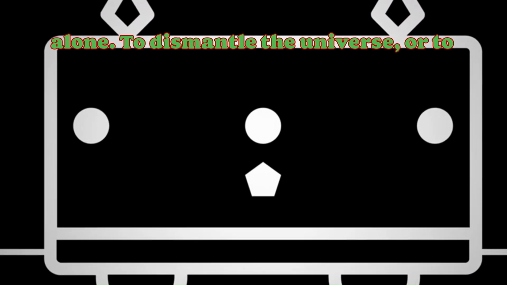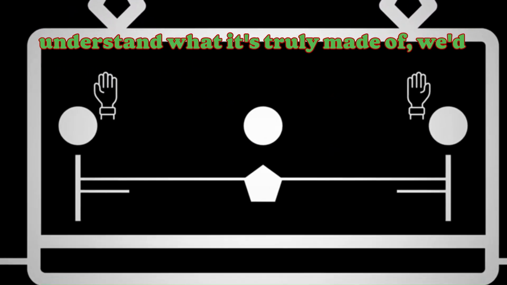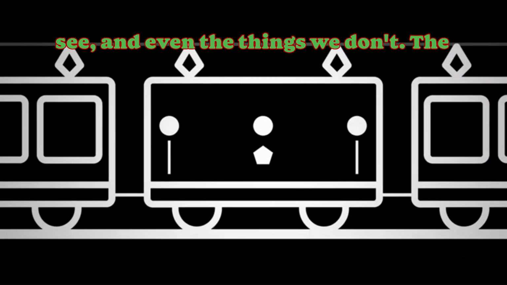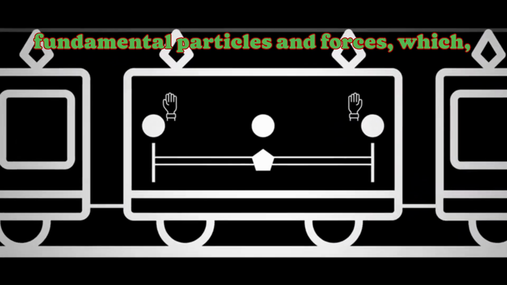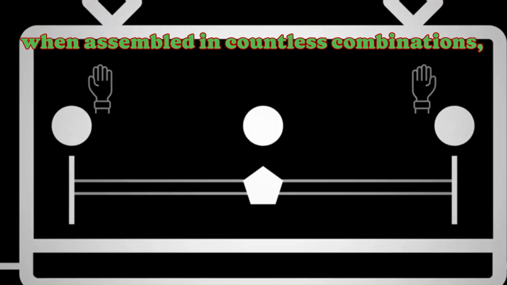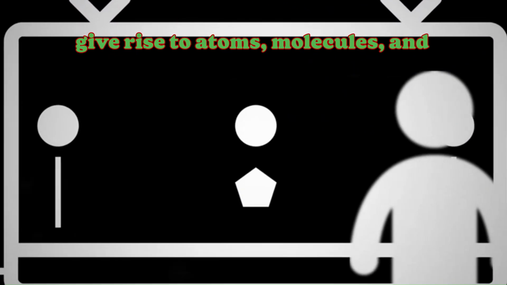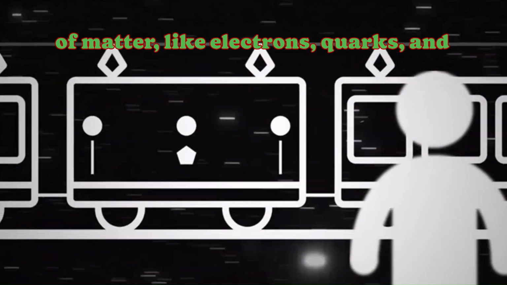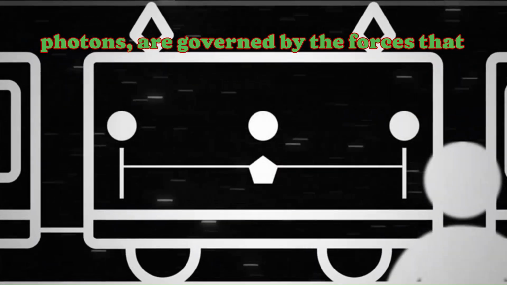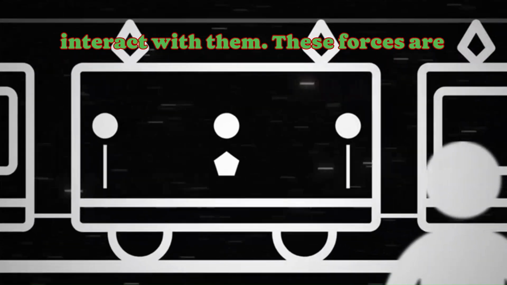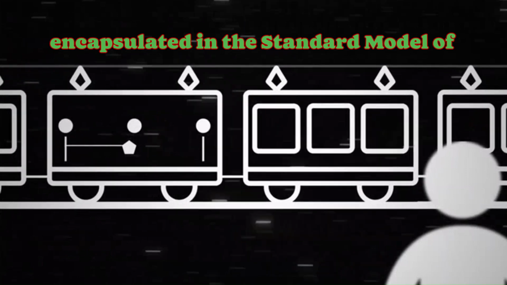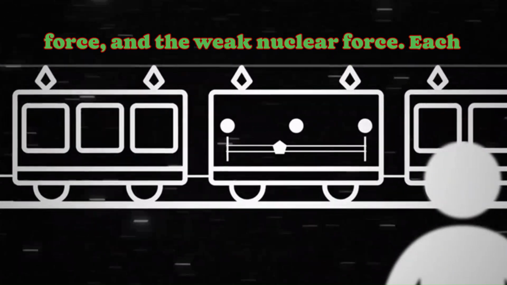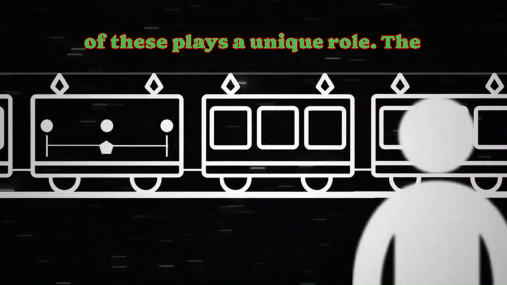To dismantle the universe, or to understand what it's truly made of, we'd have to dive into the fundamental components that make up everything we see, and even the things we don't. The universe at its core is constructed of fundamental particles and forces, which, when assembled in countless combinations, give rise to atoms, molecules, and ultimately all matter. The smallest units of matter, like electrons, quarks, and photons, are governed by the forces that interact with them. These forces are encapsulated in the standard model of particle physics, which includes electromagnetism, the strong nuclear force, and the weak nuclear force.